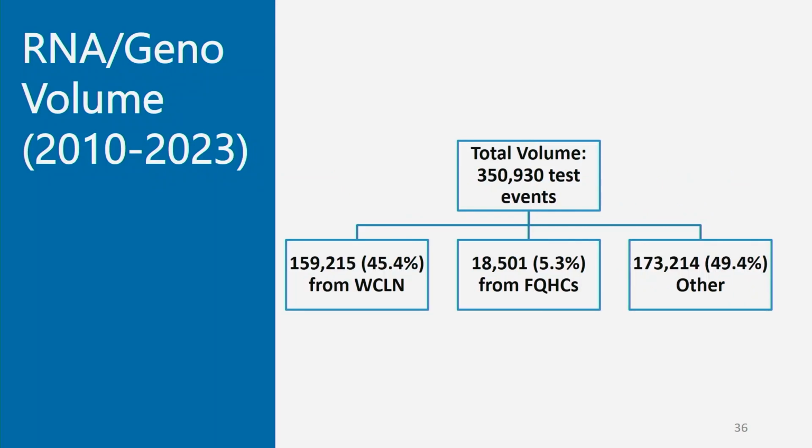The WCLN has played an instrumental role in getting us closer to hepatitis C elimination, and we have the data to prove it. Of 350,930 RNA and genotype tests run between 2010 and 2023, we saw that about half of those went through a lab that's a part of this network, which is astounding.